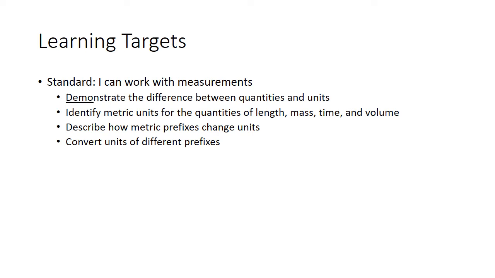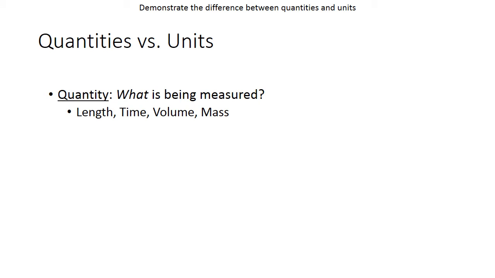So jumping right in here, our first learning target, we want to be able to demonstrate the difference between quantities and units. Those two terms, quantities and units, often get confused, and in order to differentiate between the two, I think just a very simple question can help us understand which one is which. A quantity is what is being measured. If I give you an object, I say measure its length, measure its mass, or an event, I want you to time how long it takes a certain person to run a mile. Those would be quantities: length, mass, time. Volume is another example. Speed, velocity, those are all quantities.